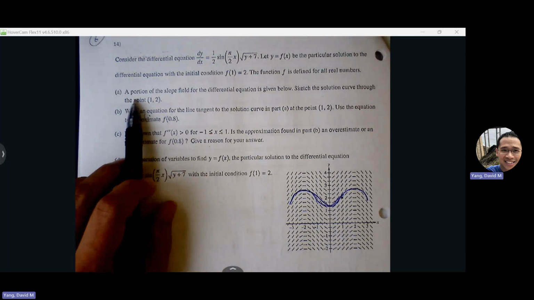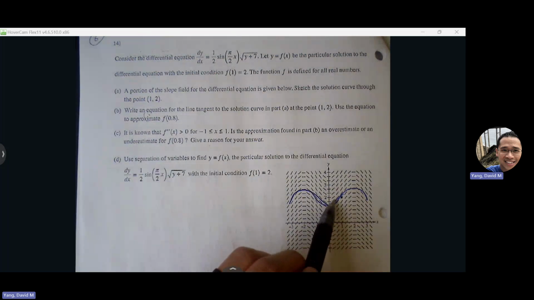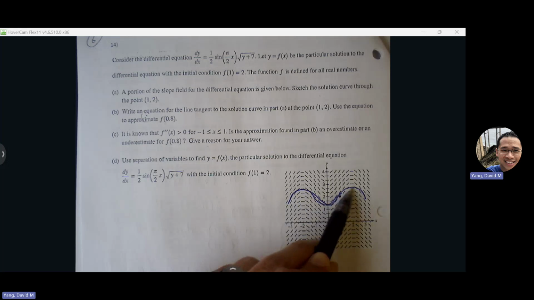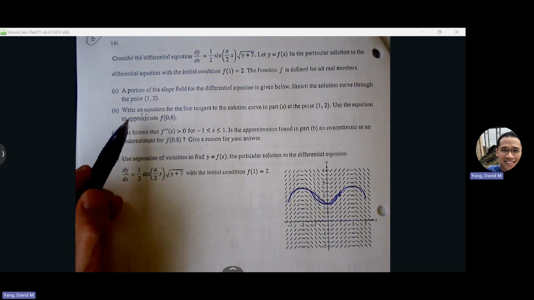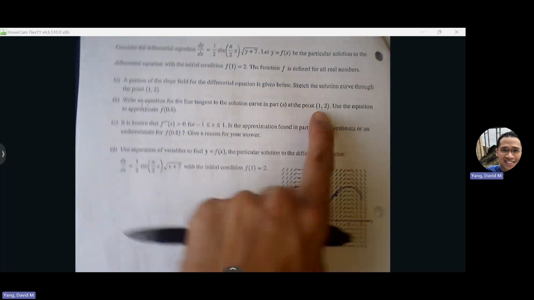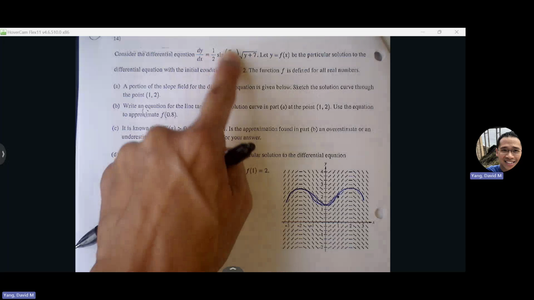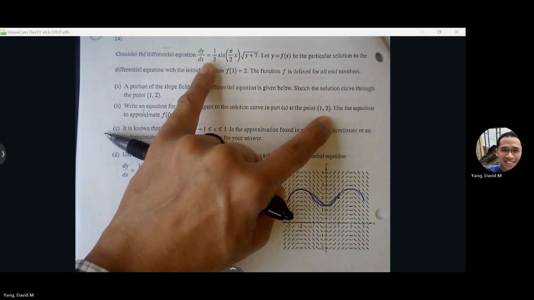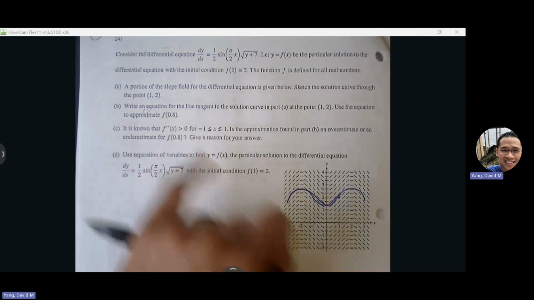So part A is just sketching through that point. They highlighted the ordered pair 1, 2, and you're just following the flow of the graph. So you sketch it. Part B, you're writing your tangent line equation. The ordered pair is 1, 2. Your derivative is your slope formula. So plug 1, 2 into your derivative to get your slope. Then do point slope form, and then finally plug in that 0.8.